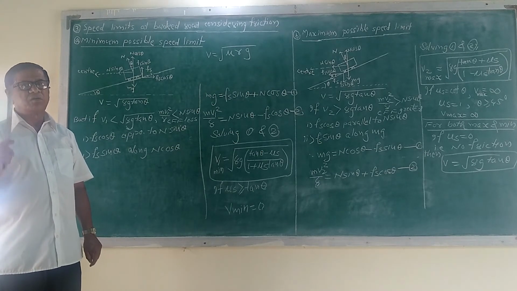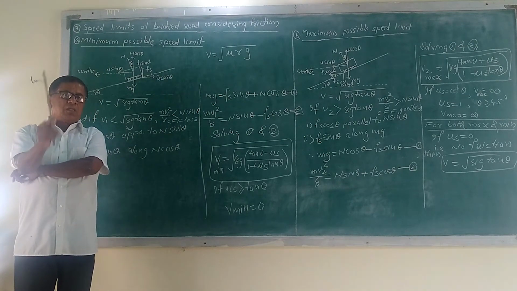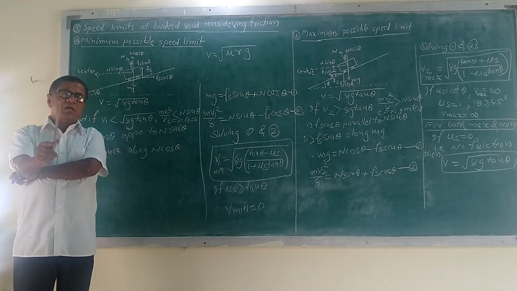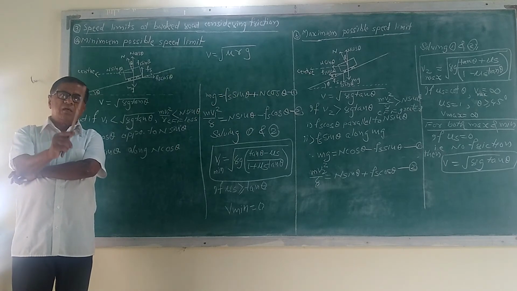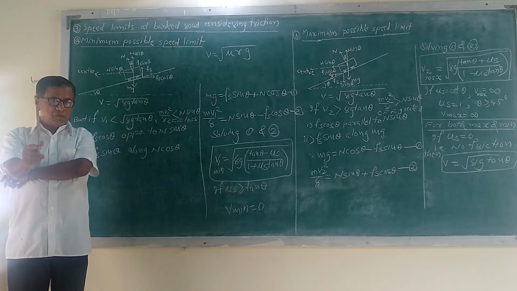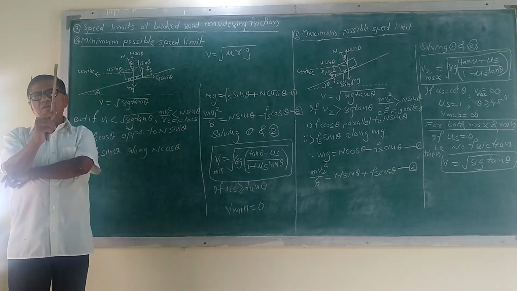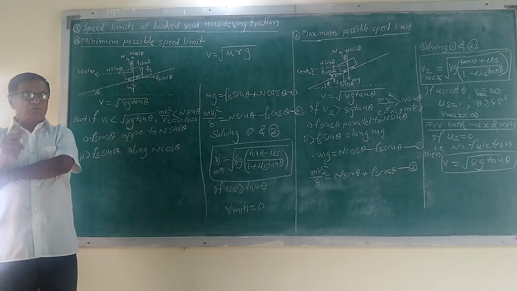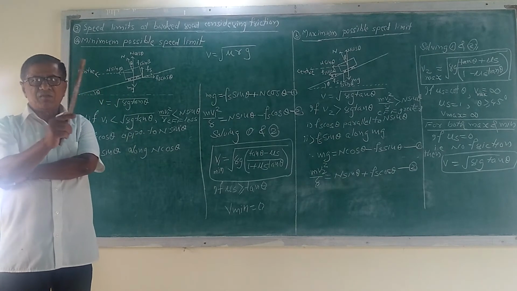In that case, the road surface is kept tilted with the horizontal. The angle of inclination is called the angle of banking. The outer edge is at a higher level than the inner edge, which is called the banking of roads. With the help of the banking of roads, the normal reaction is perpendicular to the road surface, which has two components, N cos theta and N sin theta.